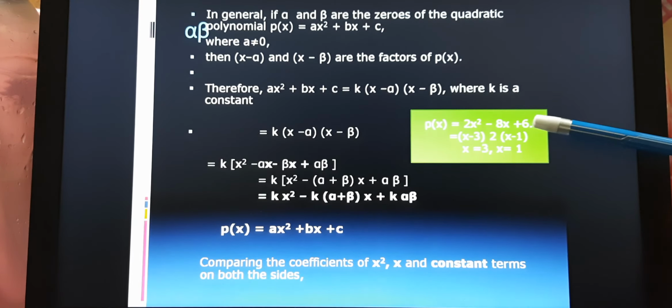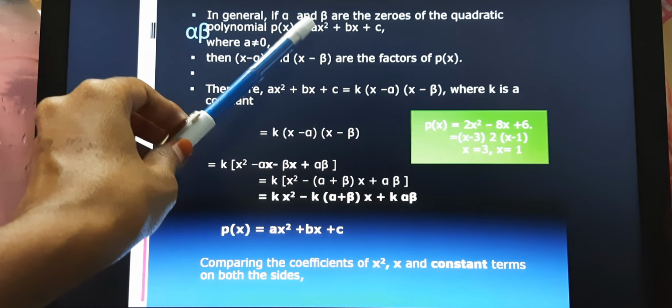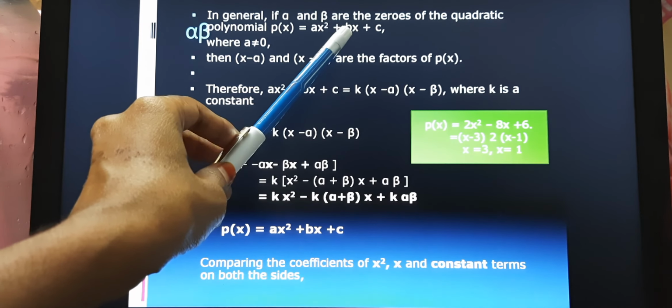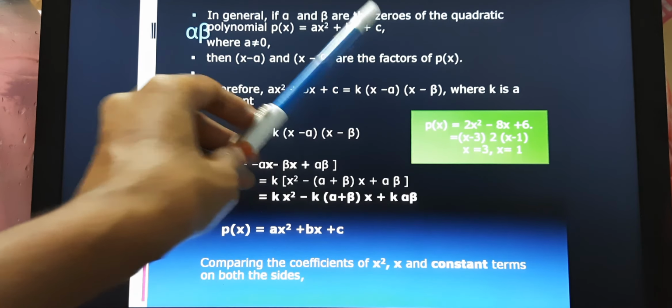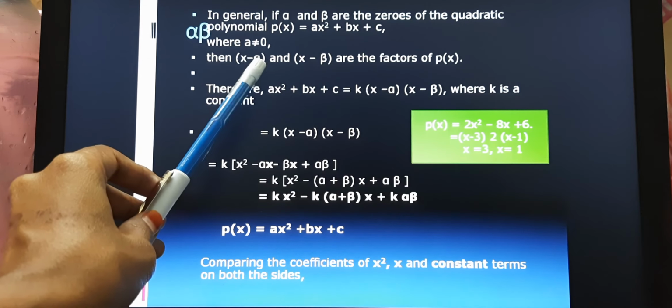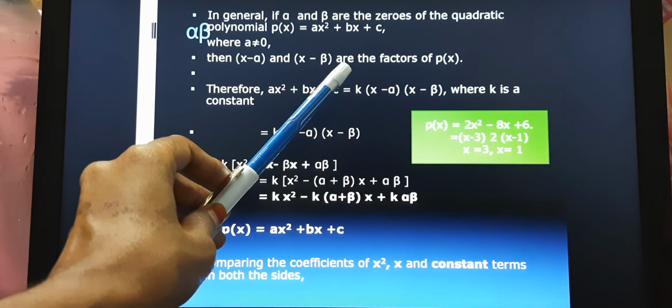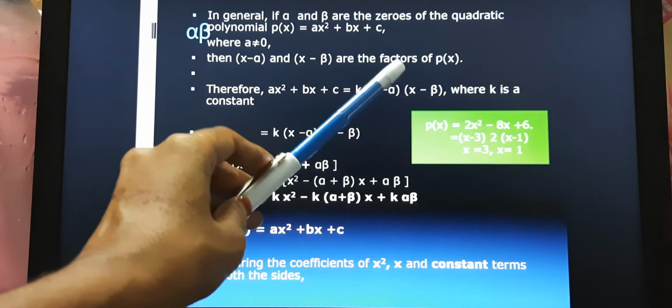So as I said, this is about the generalization. So we'll take the general zeros. One is alpha and one is beta. As here we have 3 and 1, we are taking alpha and beta as the zeros of the quadratic polynomial ax square plus bx plus c. So we can say that x minus alpha and x minus beta are the factors of p of x.